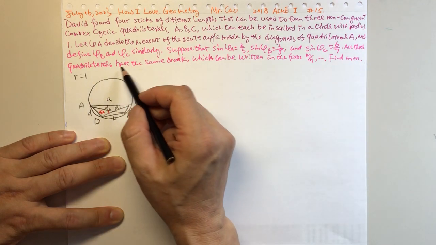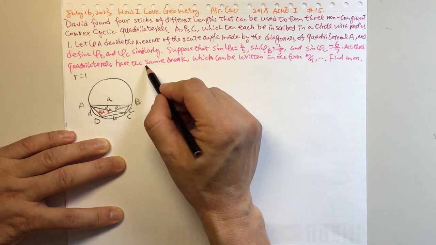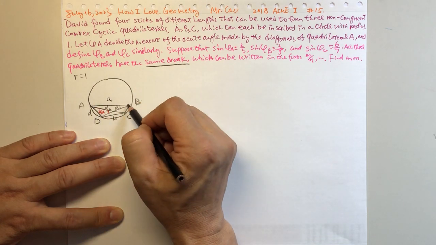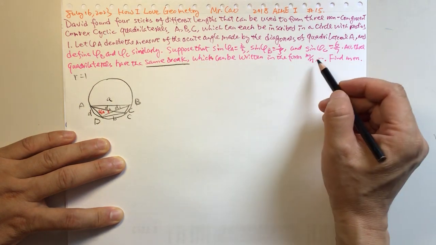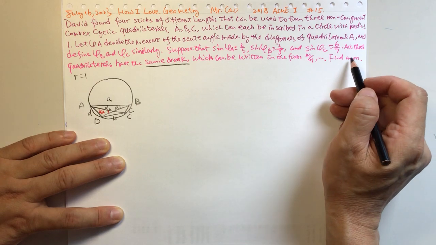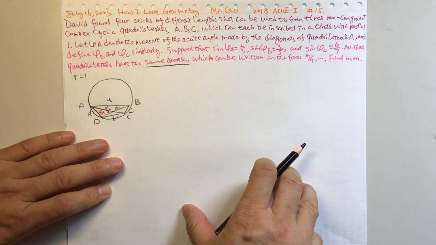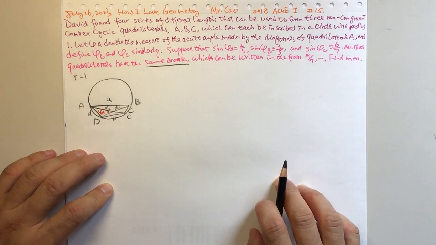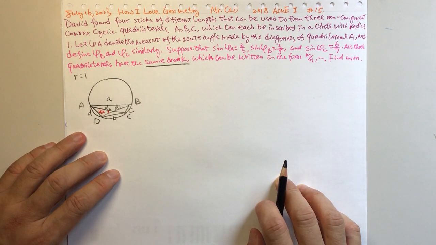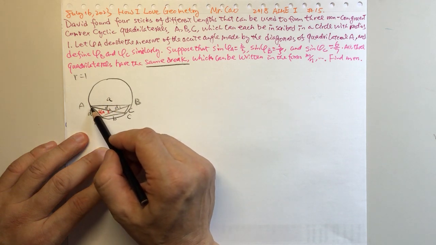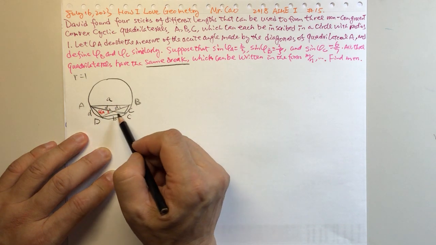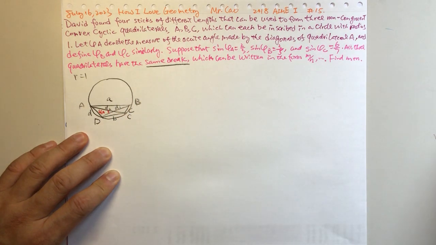All 3 quadrilaterals have the same area K. So the area for this one is K, which can be written in the form M over N. Finally, we should find M plus N. So at the beginning, I want to find some basic formula or theorem or some relationship between all of the sides of the cyclic quadrilateral and the diagonals and the area. What's the relationship between them, right?